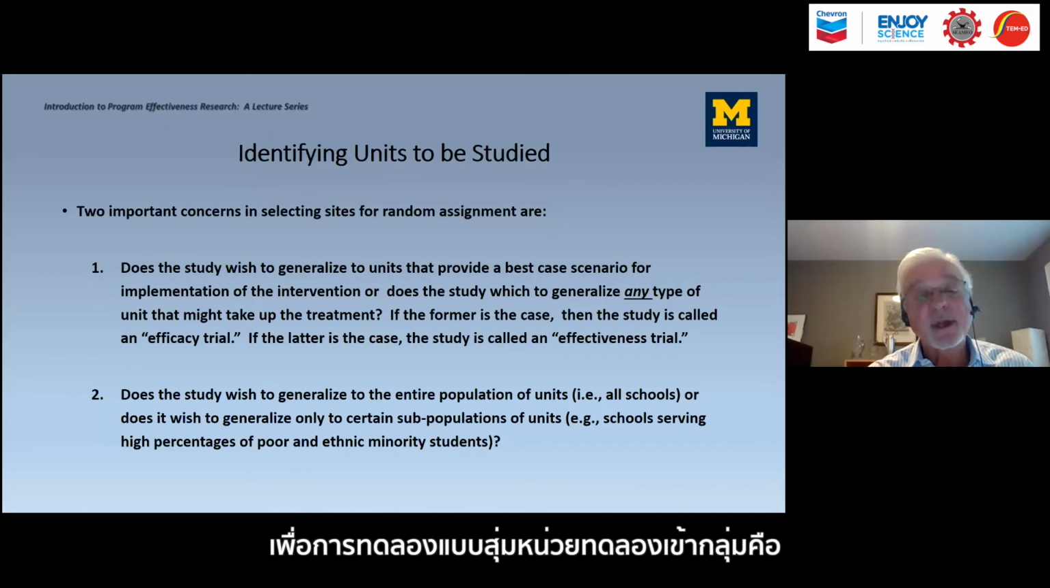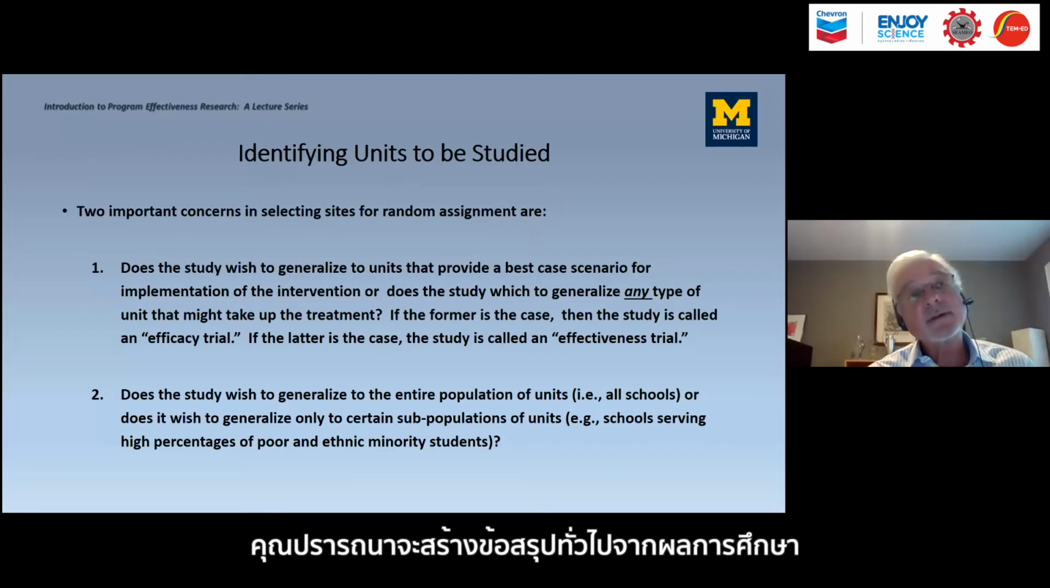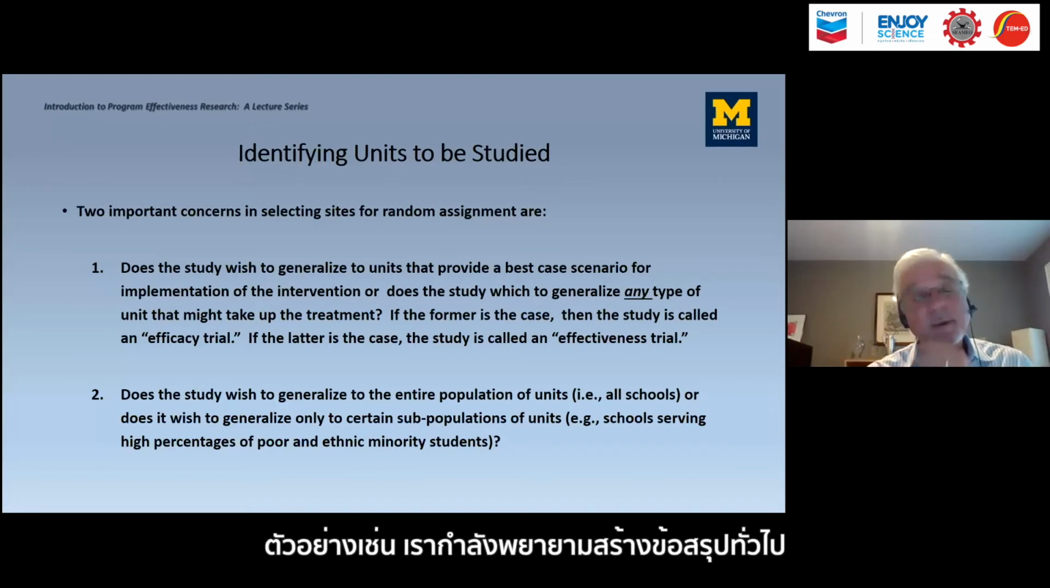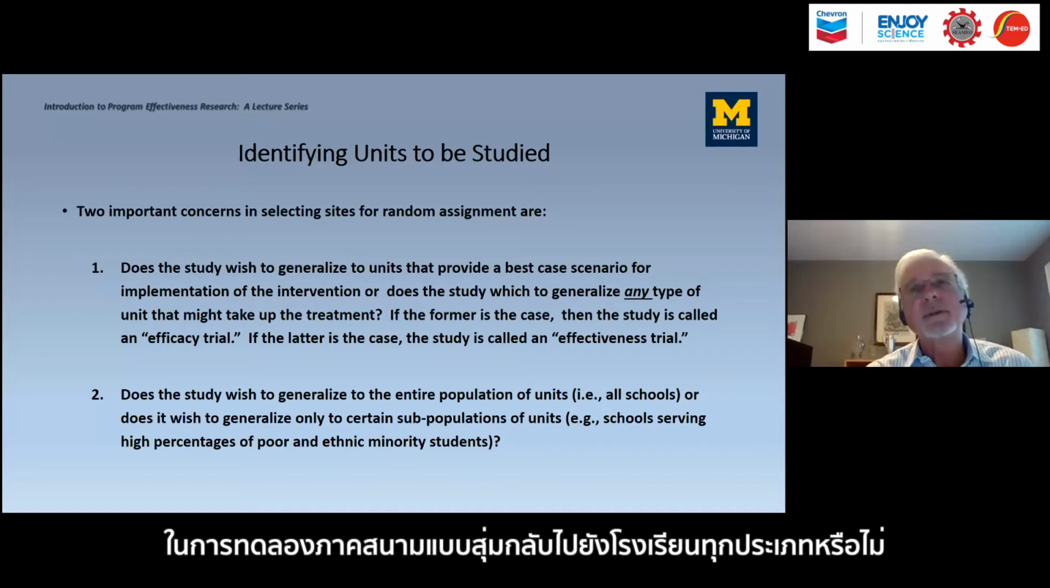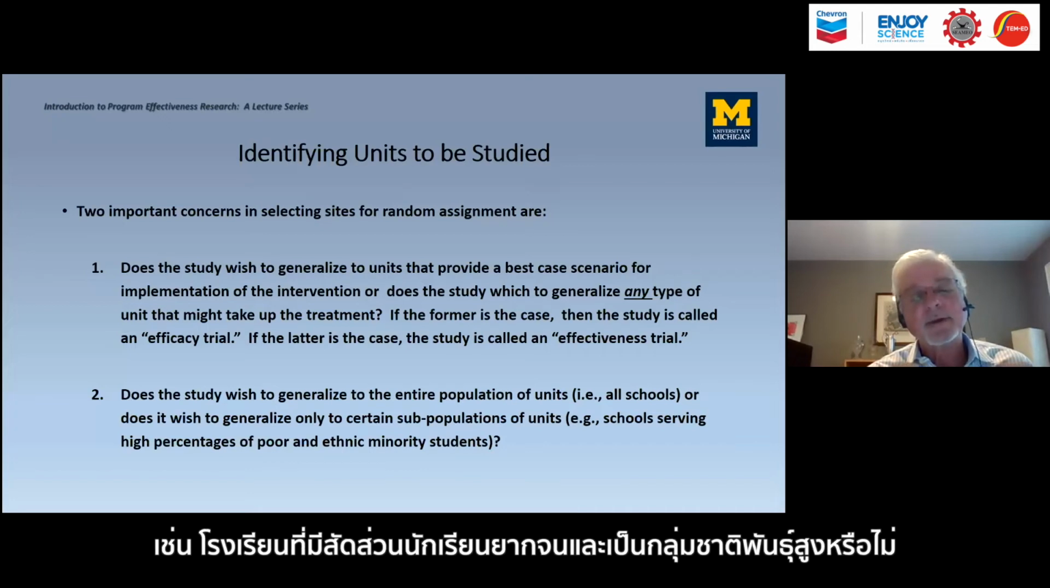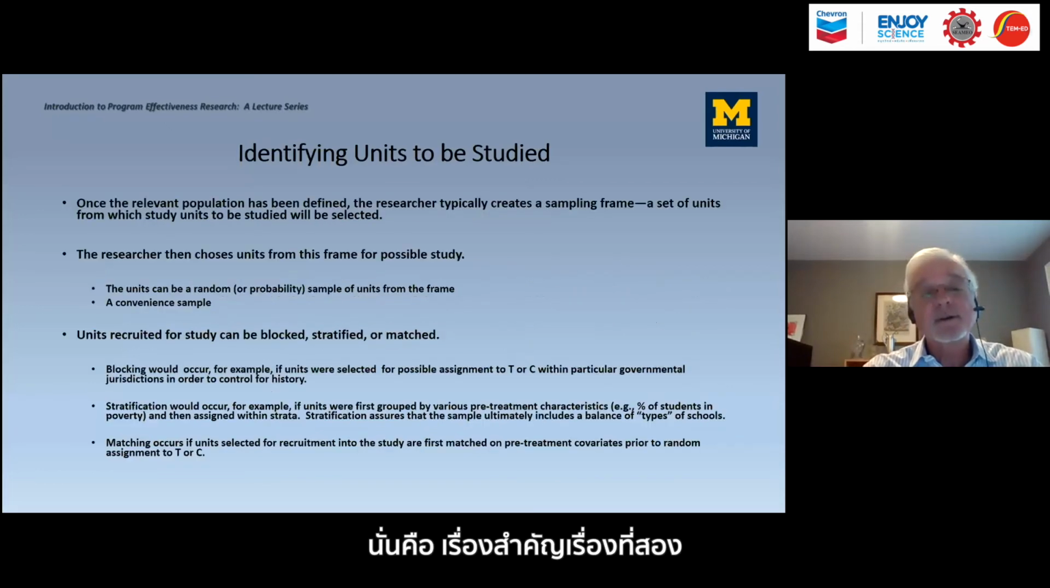The second thing that you want to think about when picking schools for a random assignment trial is, do you wish to generalize the results of this study to the entire population of units? For example, are we trying to generalize in a randomized field trial to all kinds of schools? Or are we trying to generalize only to a certain subpopulation, for example, schools that are serving high percentages of poor and ethnic minority students? So that's a second concern.